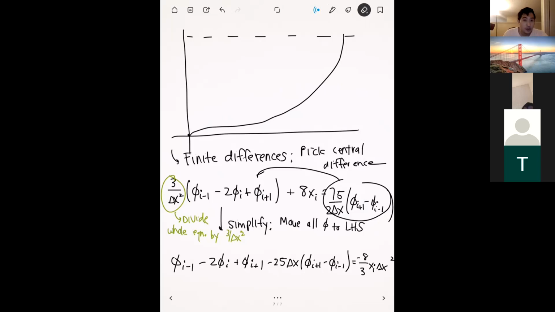Everything on the right-hand side of that equation right there is from our source term, which I moved to the right-hand side, okay? And so we divided by 3 because that 3 came from the diffusion term, and then we have that delta x squared that also came from the diffusion term as well, okay? All right, any questions on this so far?